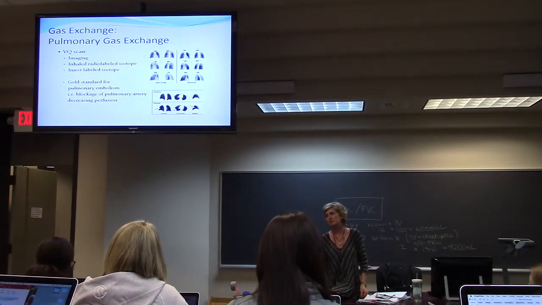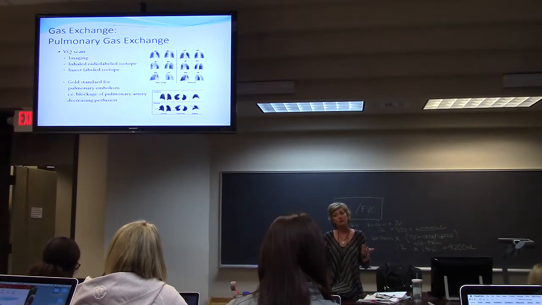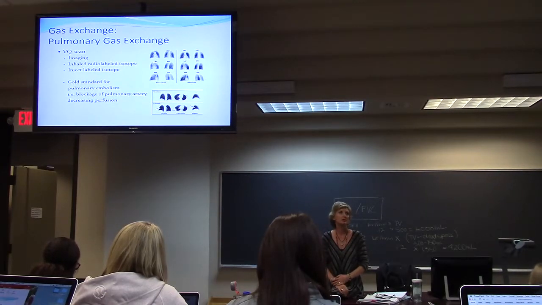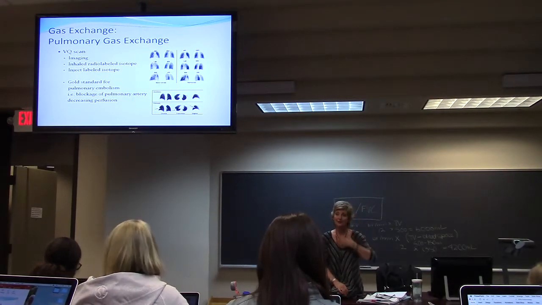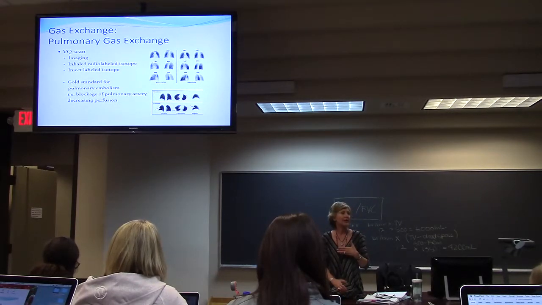You hear about these VQ scans to look at the match between ventilation and perfusion. But the truth is your body is constantly trying to match ventilation and perfusion all the time. When it gets out of whack, you end up in a hospital, and they order a VQ scan, which is the gold standard for looking for pulmonary embolism. But it's also a way of looking at lung function. It's an imaging study where you inhale a labeled isotope, and then they inject a labeled isotope. So then you can look at air versus blood and see how well it matches up.